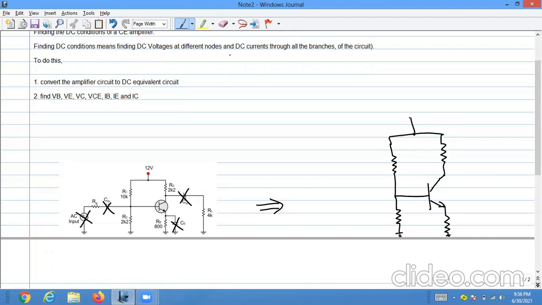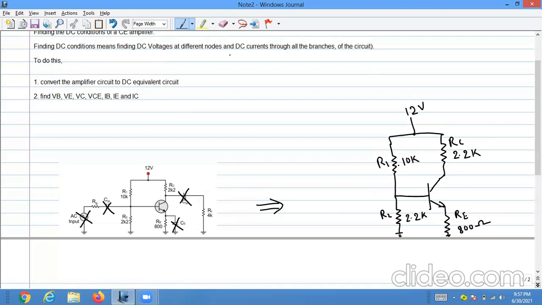Here we will give the supply voltage VCC, that is 12 volt. This is your R1 resistor, that was 10K. R2 is 2.2K, and RC is also 2.2K. RE, the emitter resistor, is 800 ohm. So this will be the equivalent circuit.